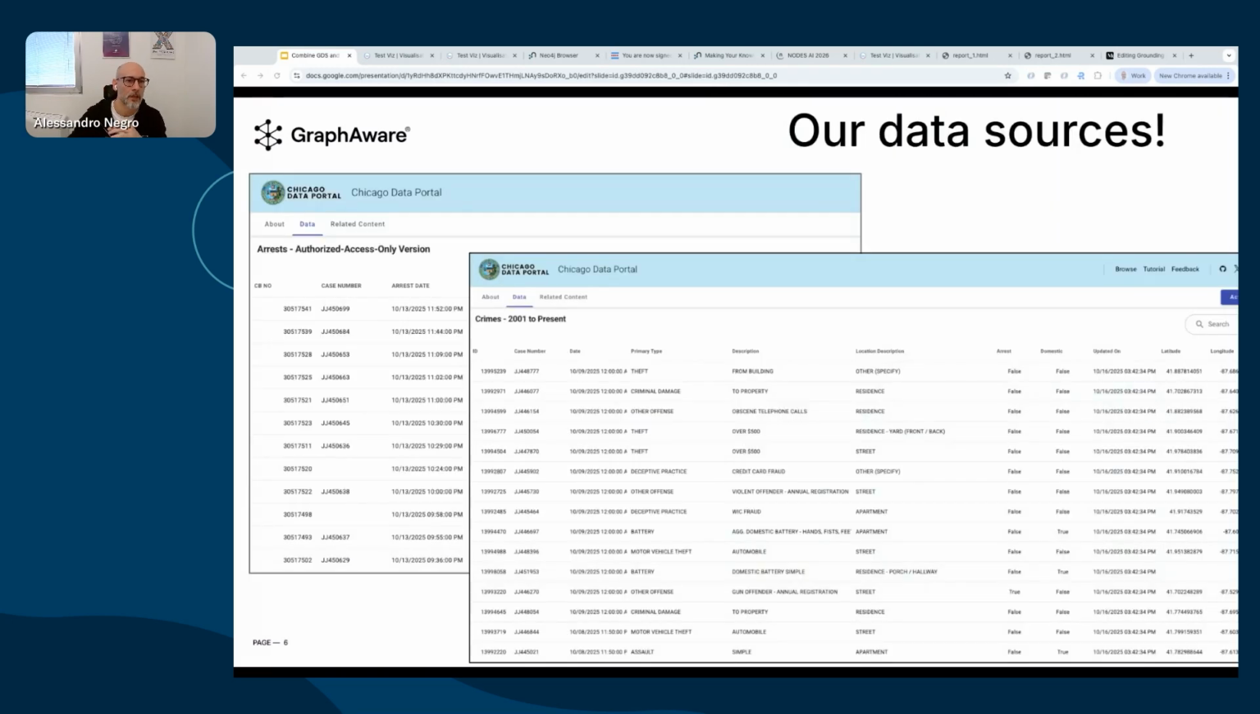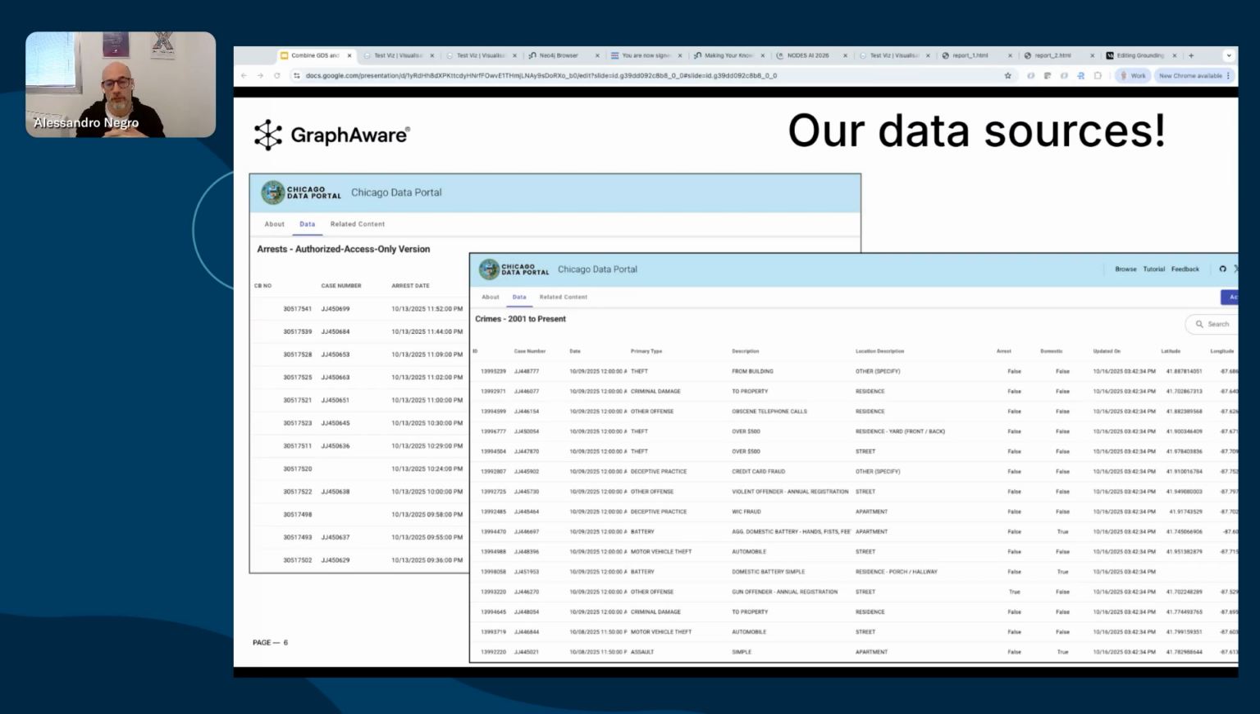So let's get started. To make this applicable in concrete scenarios, we use the data coming from the Chicago Police Department, and specifically from the Chicago data portal. We will use in particular the data about arrests and crimes from 2001. So we have a huge amount of real data, very close to what our customers really have.